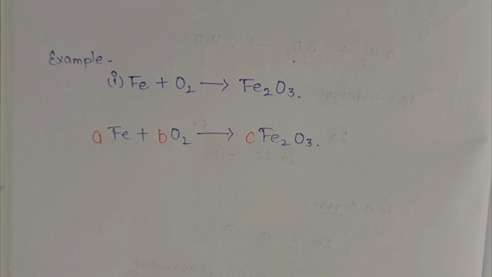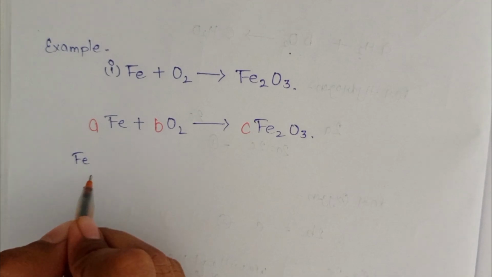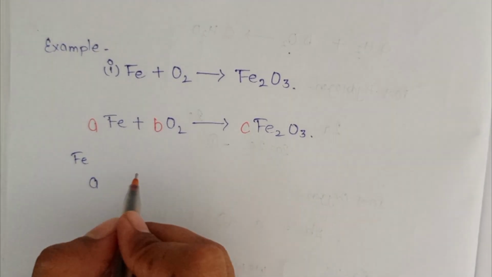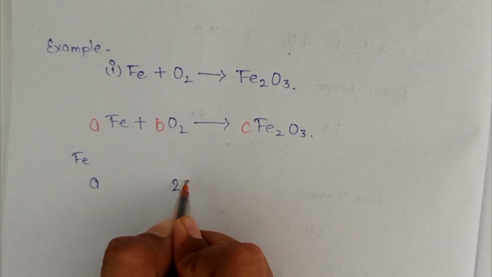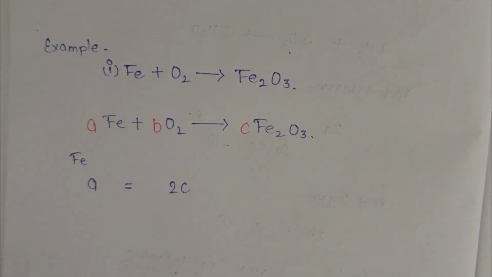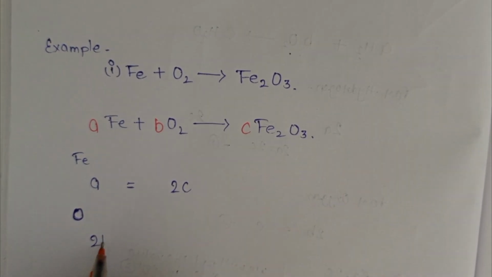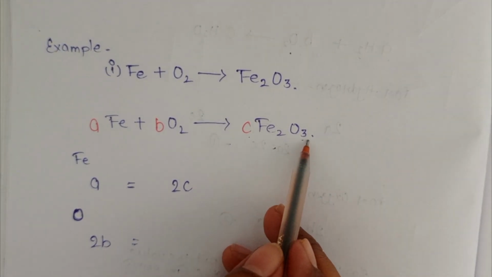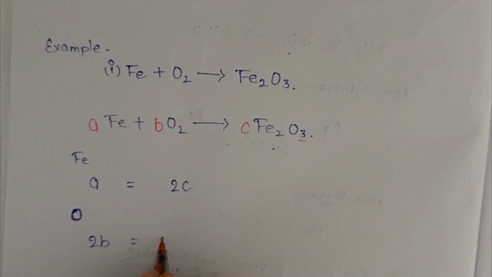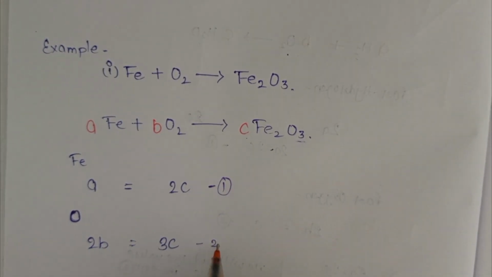So let's see, for Fe, for iron, we have A on the left hand side and on the right hand side we have 2C. These are equal because of the law of conservation of mass. For the oxygen atom we have 2B, which is equal to 3C, as there are 3 oxygen atoms on the right hand side and the coefficient is C.